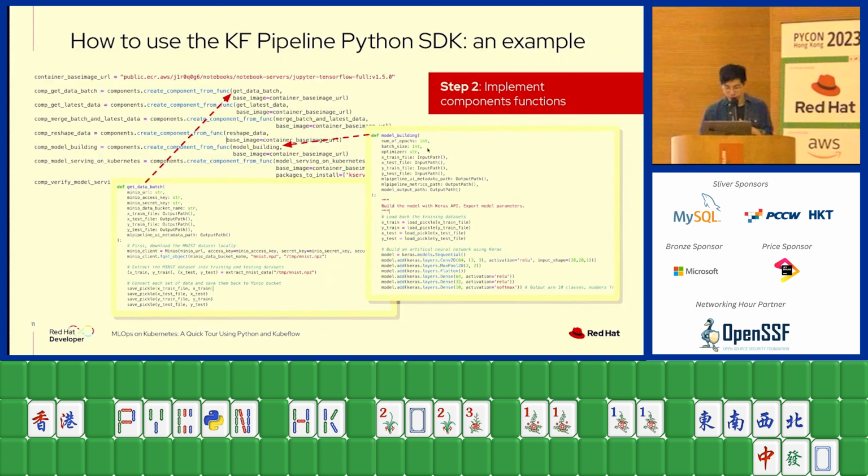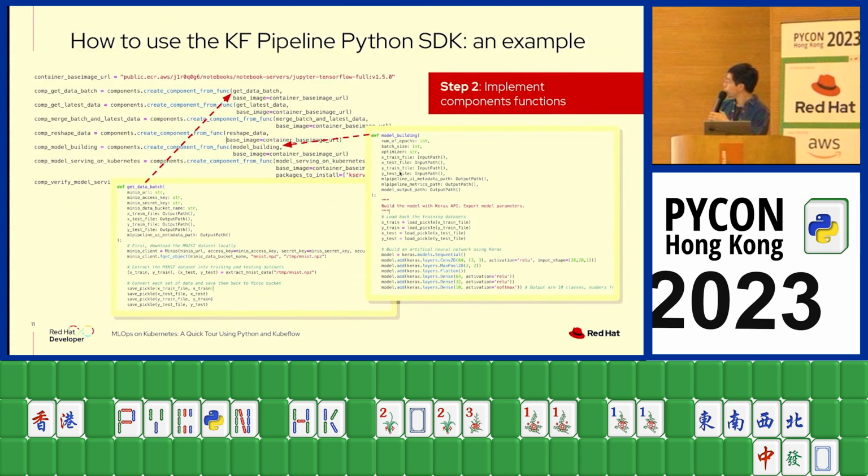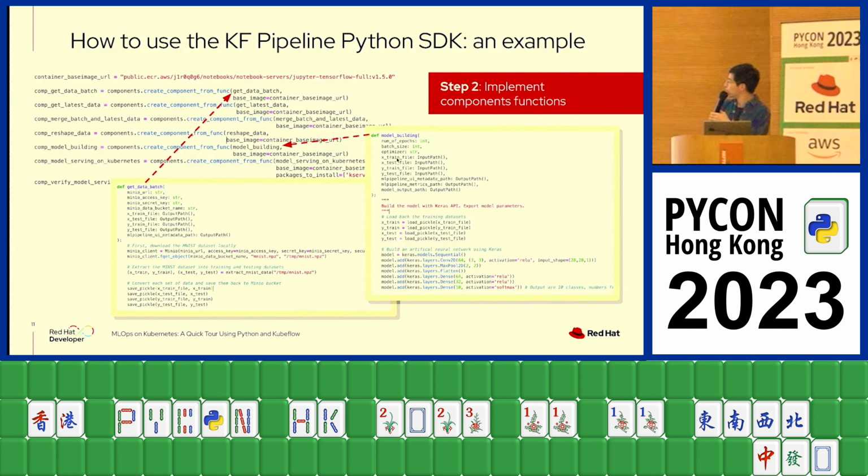And model building is the same. You have some input parameters, and you feed in what kind of data you want to train on. I have the training set and testing set data, and also the training and testing labels. And also you can define the metadata output path.